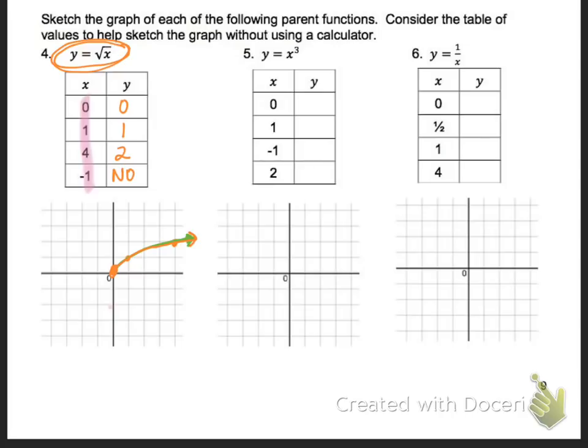Okay, trying the same thing, do that with x cubed. So I want you to plug in these x values, pause the video, and then try to graph it. Okay, so we have 0, 0, 1, 1, 2, 8. Now, if I did negative 2, negative 2 cubed is negative 8, so I could even put 1 down here. It kind of makes a little sideways S.